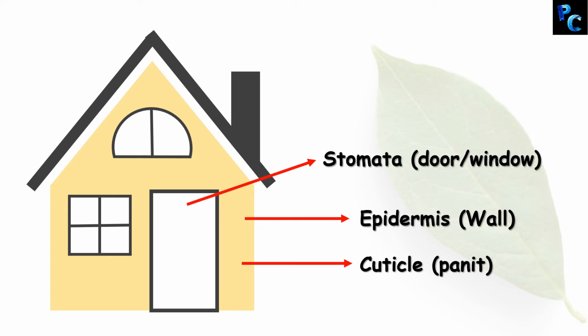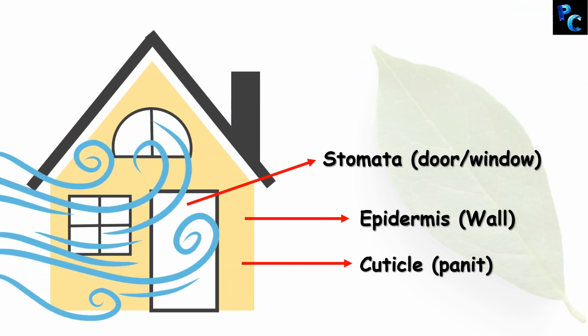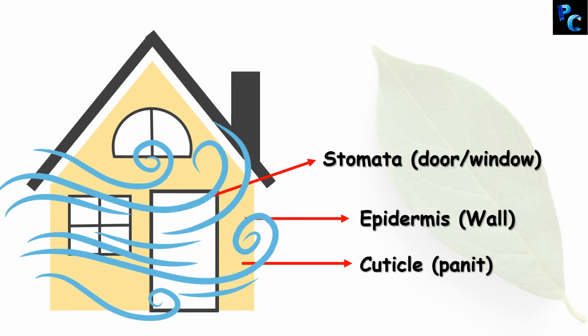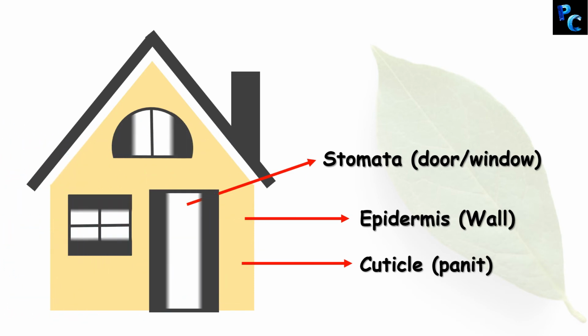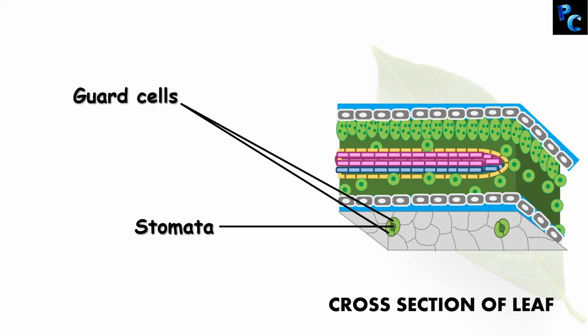Now, if the doors and the windows are always open, then the water can enter during rain. Cold air will enter during winter season. So, we have to control. We have to close the doors and the windows. Similarly, if the stomata is always open, then anything can enter, right? So, what is the solution? Simple, add some control to the stomata. And what are these controls? These are the guard cells. That is, they guard the stomata and control the entry and exit through the stomata.